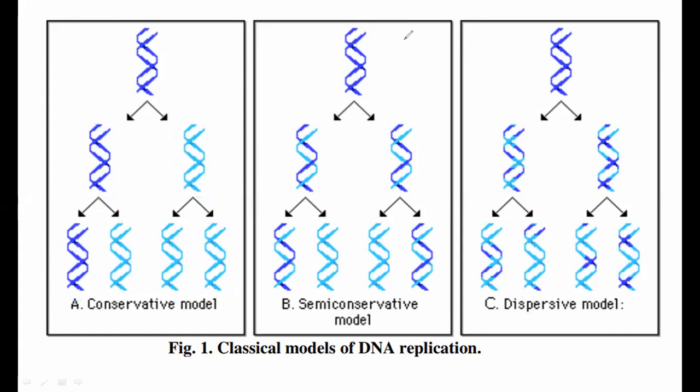Another one is the dispersive model. I will leave this and go to the dispersive model. What is the dispersive model? See, again, this is a coiled DNA. Before replication, what will happen? This will uncoil. Two strands will uncoil.